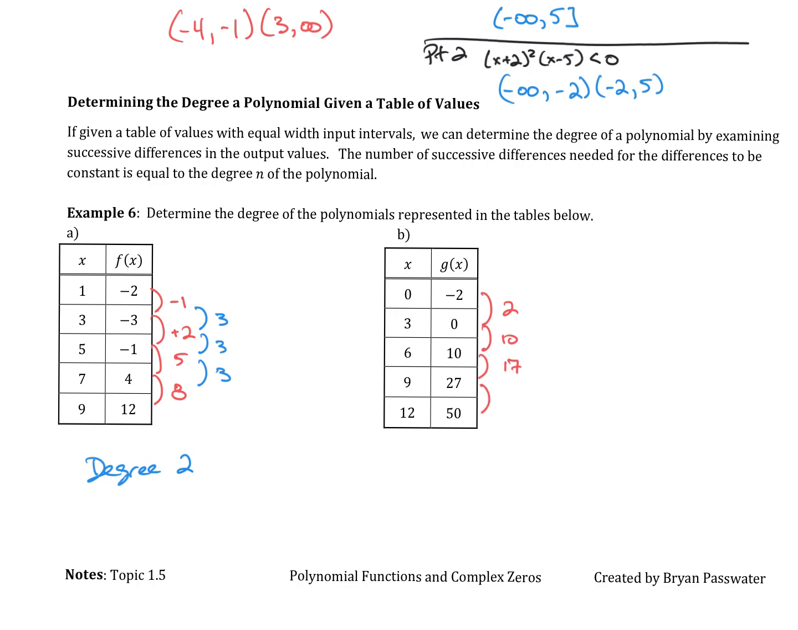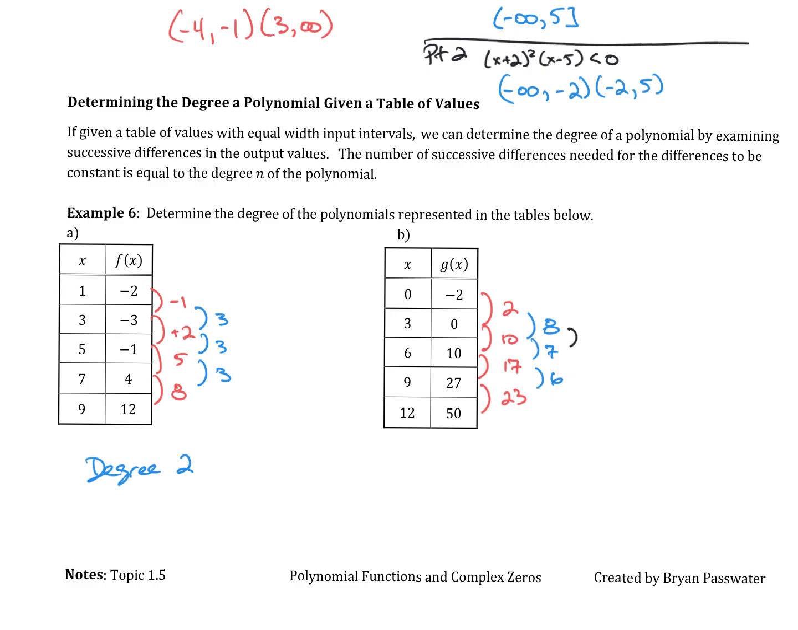Good job. All right, and so now, is it a linear? No, so let's do it again. And so now, 2 to 10, 8, then, is it a quadratic? Is it a degree of 2? No, let's do it again.